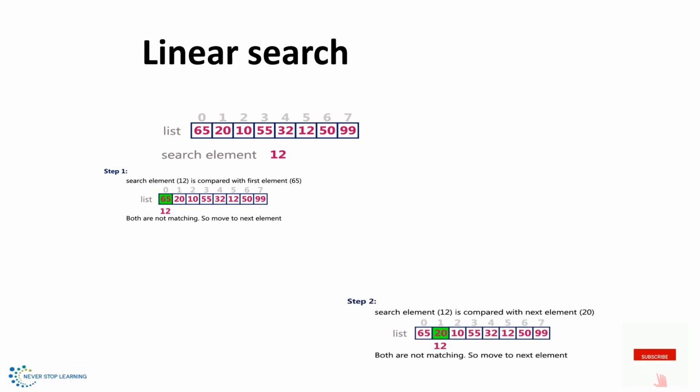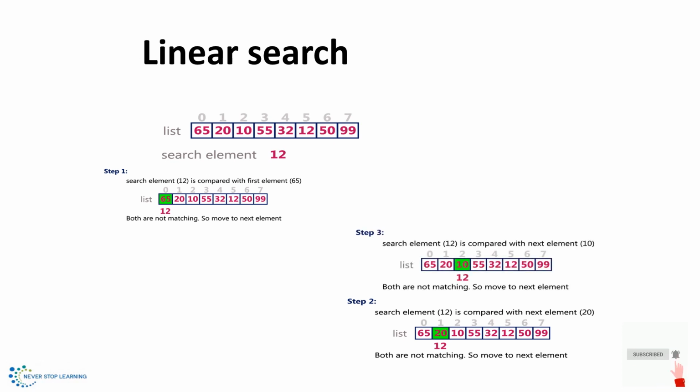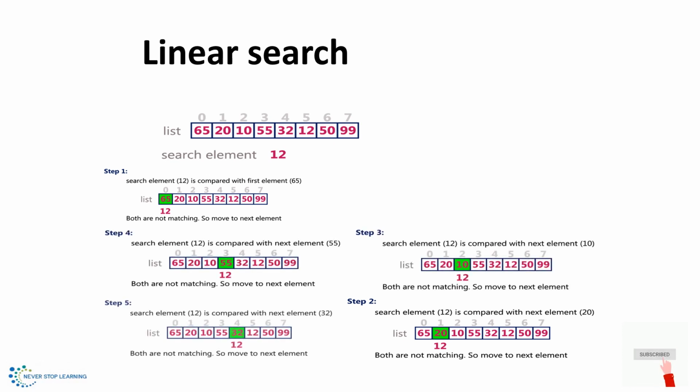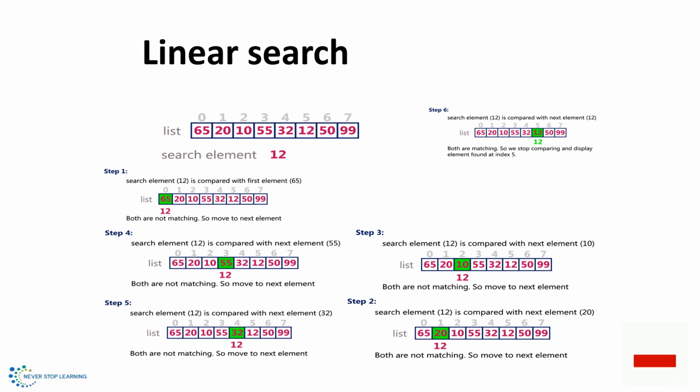Again we will compare the search element 12 with the next element, which is 20. Both are not matching, so we will move to the next element. In a similar way we will keep on doing this until we reach the exact element. When we compare search element 12 with the element 12, there we hit the bingo and we will print on the screen that we have found the element at this particular index. So here you can see we have found the element at index number 5.